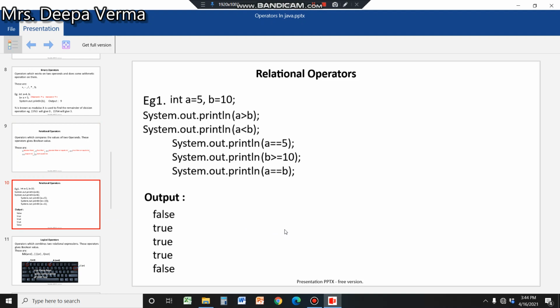You have done this in QBasic also. In QBasic, how did you do it? A is greater than B. The condition is false, so false was coming. But in QBasic, false and true were not displayed. 0, 1, some different concept was there. But here, if this condition is true, true will be displayed. If this condition is false, false will be displayed.